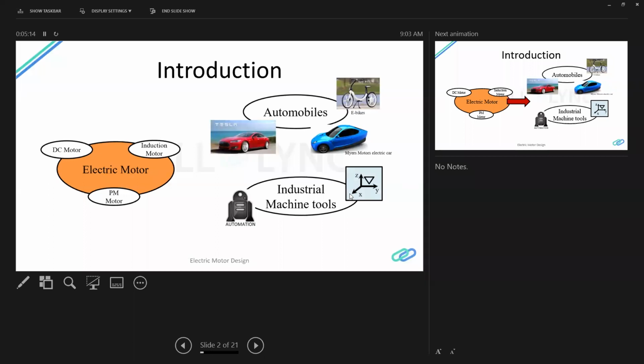So the motors work as a coordinate system in those applications, and there can be several different types of motors which act together. That's how electric motors are being applied in the automobile industry and industrial machine tools at this time.